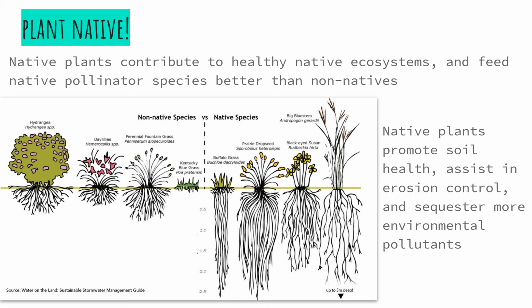With this graphic, you can see that the non-native plants on the left have much shallower root systems than the native plants on the right. These root systems go deeper into the soil, allowing more uptake of pollutants, help with erosion control by going further and deeper into the soil for stabilization, and those roots will add more nutrients and more moisture levels deeper into the soil gradient.